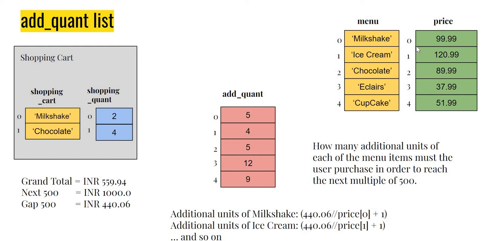Now, this is exactly what we are going to do. And you can see price 0, price 1, and so on and so forth. So this list add quant will be of the same length as the menu, and it will contain how many additional items must be purchased in order to reach the next 500. That is the idea.